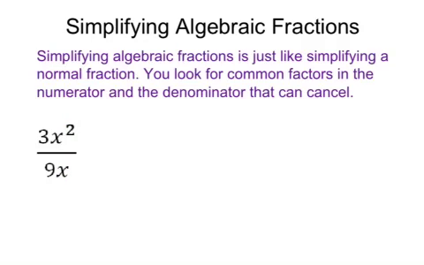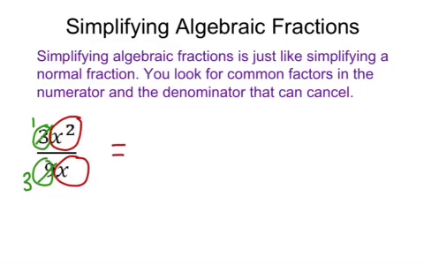In this example we have 3x squared over 9x. Now this time we've got two things we're going to look at. The 3 and the 9 have common factors, so the 3 cancels down to a 1 and the 9 cancels down to a 3. But the x squared and the x also have common factors.